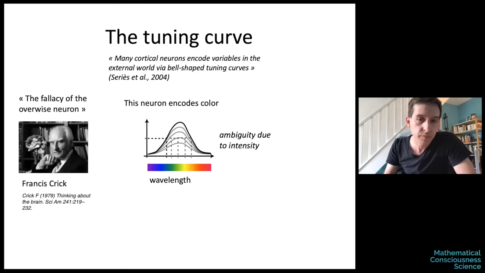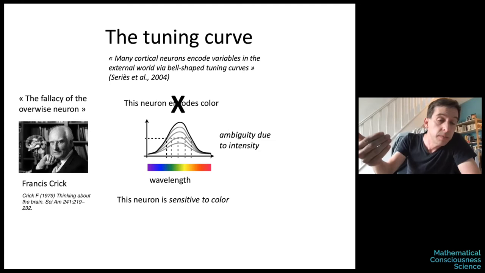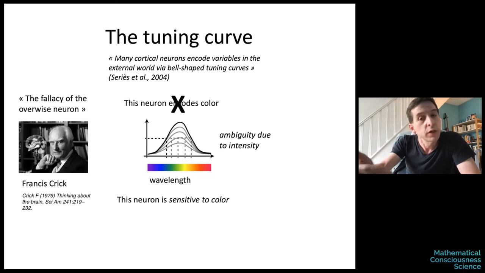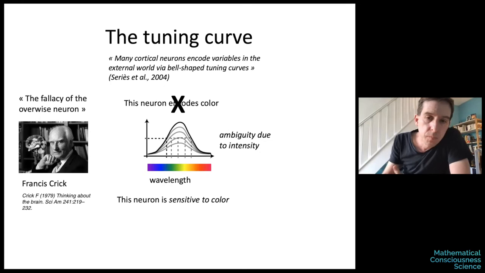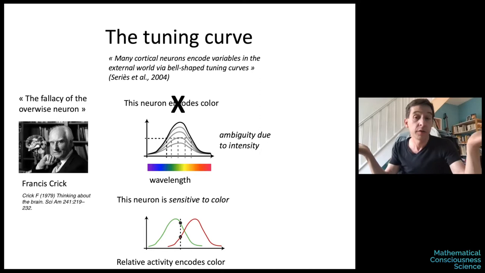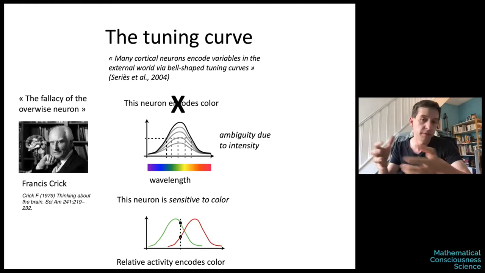And in reality, what we should say more accurately is not that this neuron encodes color, but more modestly that this neuron is sensitive to color. But if we say that it's just sensitive to color, then we're not talking about a representation anymore, because it lacks the feature of abstraction. It's just some measurement that varies with some other measurement. So to qualify for a representation of color, you should have something that is invariant with other dimensions, somehow the orthogonal property of a tuning curve. So you could imagine, for example, that different neurons have different tuning curves, and maybe the relative activity of the two neurons is invariant to intensity. That's the kind of thing that you would need to show.